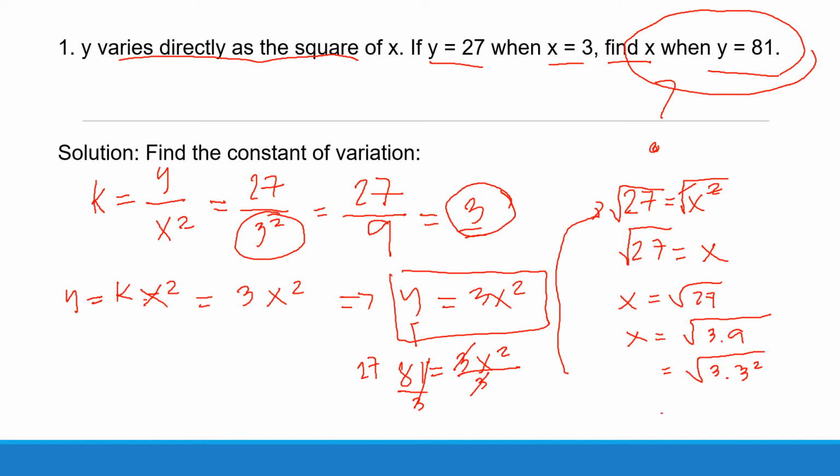So it becomes 3 square root of 3. The 3 remains inside because it has no square, right? So it cannot come out of the radical sign. Okay, so this would be our final answer. If your x is 3 square root of 3, the value of your y is 81.